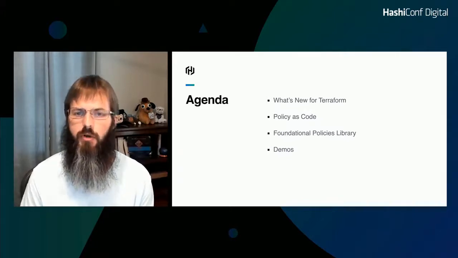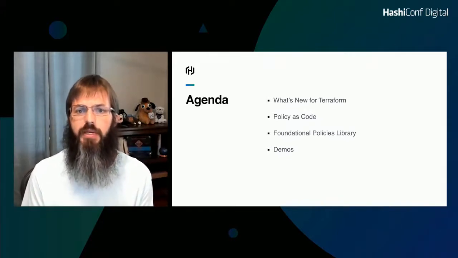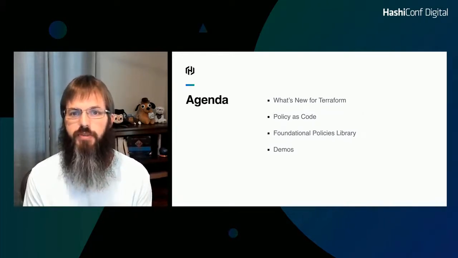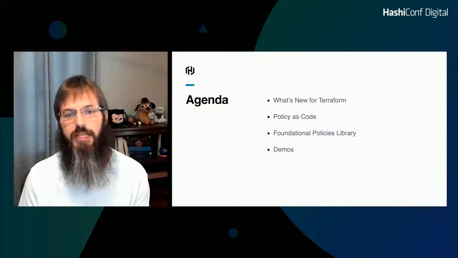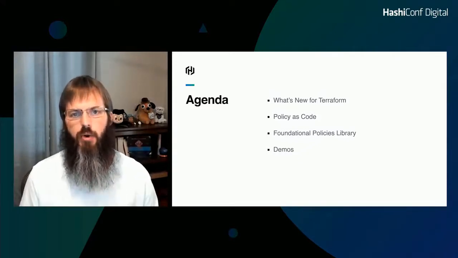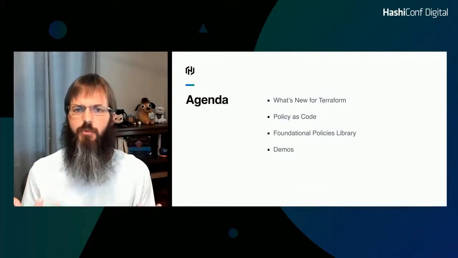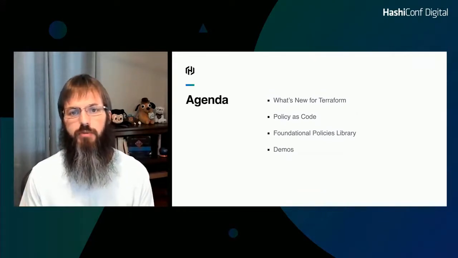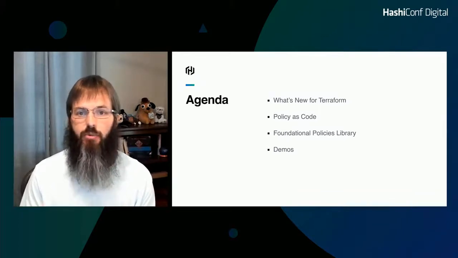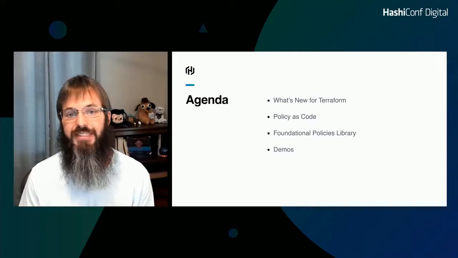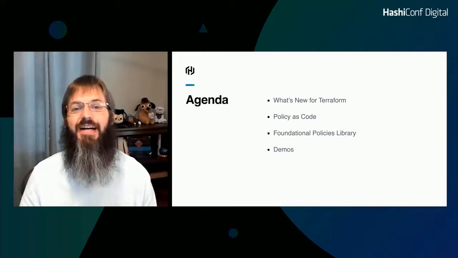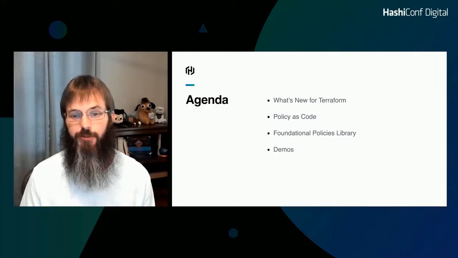As part of this session, we're going to dive into some of the new things that are available for Terraform. We already heard a little bit about what's happening during the keynote, but we're going to take an extra special look at some of the new things for Terraform and Terraform Cloud and Enterprise. Then we're going to go into policy as code: how do we establish some guardrails for the way that we deploy our infrastructure as code. Then we have a special look at a brand new resource that's available today called the Foundational Policies Library. And then we have a ton of demos that we're going to run through as well.